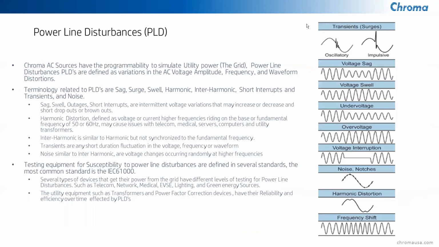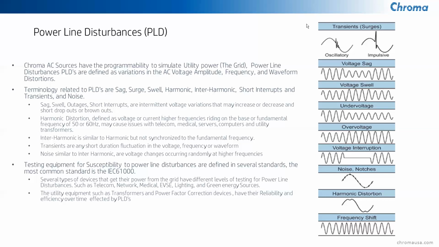Power line disturbances, we've already mentioned briefly, but I put this screen up to let you know what those are and where they're defined. There's a standard, IEC 61000. There are various parts of that standard that define different types of power line disturbances. Those can be transients. They can be impulse transients, which means a sudden spike in voltage. They can be oscillatory, meaning they cause oscillation in the waveform. The waveform is not a nice clean sine wave. When we refer to clean power, it's power that doesn't have those types of variations in it.